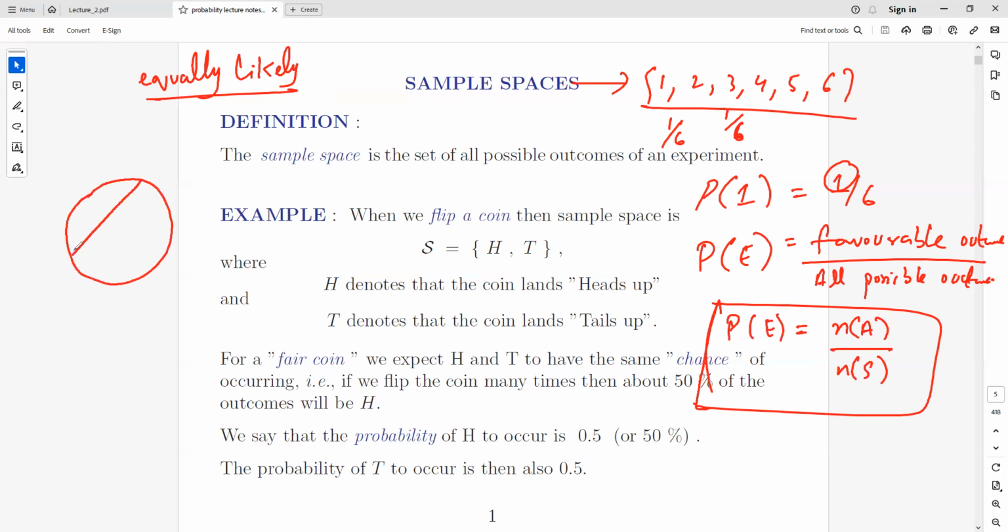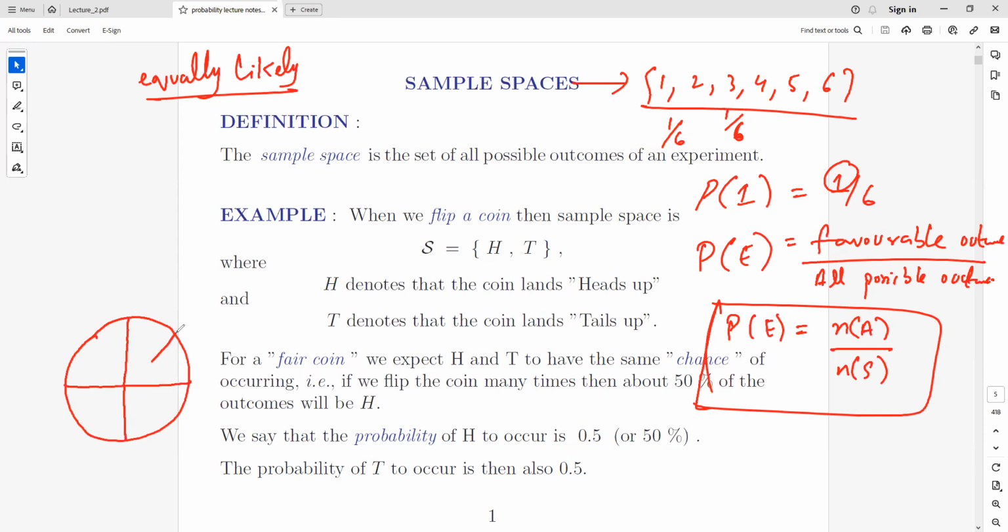For instance, say that we have a spinner of this kind. Sorry, let me draw it again. Let's say we have a spinner with eight partitions. If we are going to spin and all the partitions are equally distributed, let's say we number them 1, 2, 3, 4, 5, 6, 7, 8.